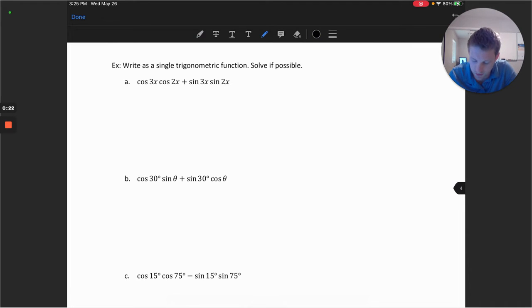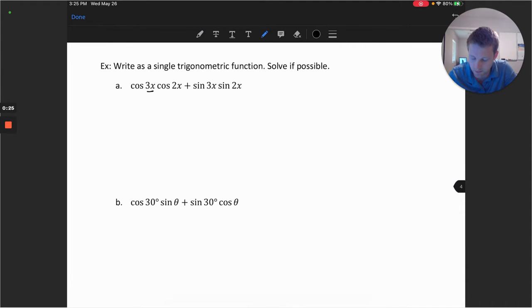In the first question A, we have a cosine of 3x, cosine of 2x, and then those same two angles, sine of 3x and sine of 2x. So we can consider in this example that angle A is 3x, angle B is 2x. If we look at this closely and identify what sum and difference property we're using, cosine, cosine, and then plus sine, sine, this would be the cosine difference identity. This would be cosine A minus B.